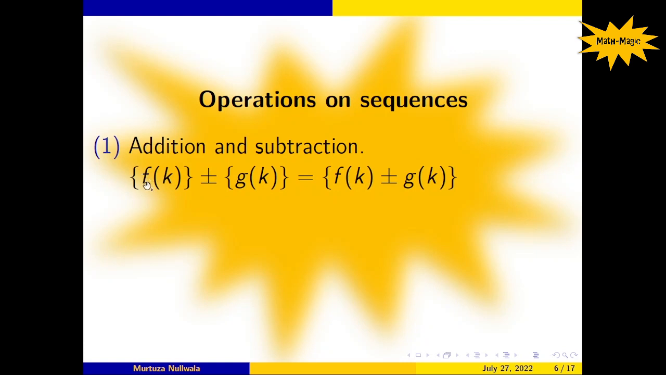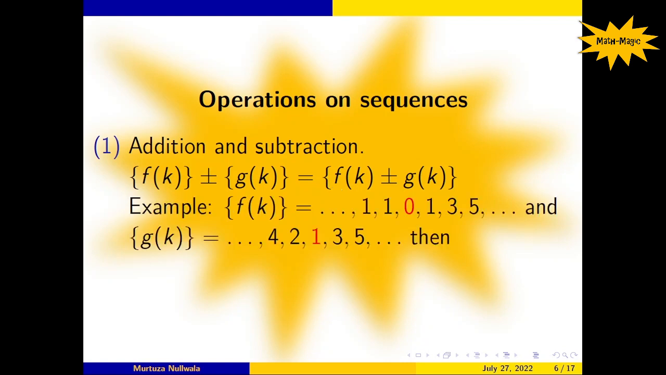The sequence f(k) plus or minus the sequence g(k) is equal to the sequence of f(k) plus or minus g(k). For example, we have a sequence f(k) where f(0) is 0, f(1) is 1, f(2) is 3, f(3) is 5 and so on, and f(-1) is 1, f(-2) is 1 and so on. And we have a sequence g(k) where g(0) is 1, g(1) is 3, g(2) is 5, and g(-1) is 2, and so on.